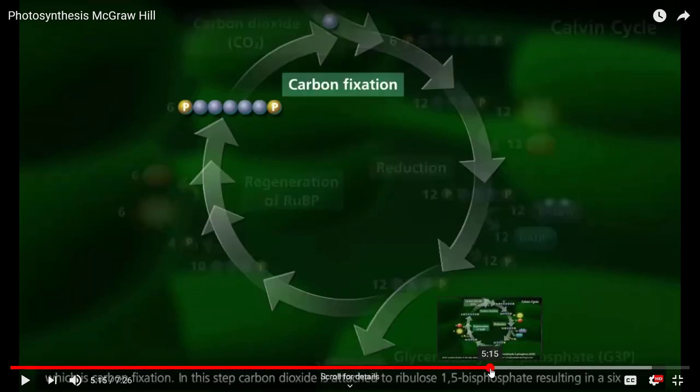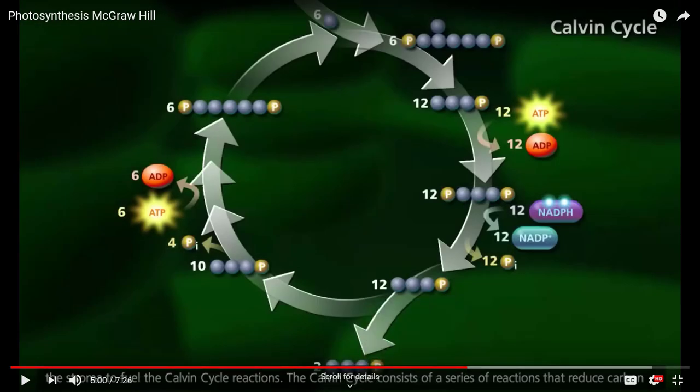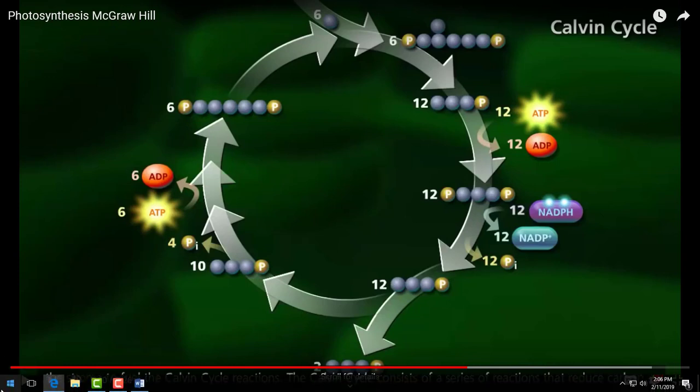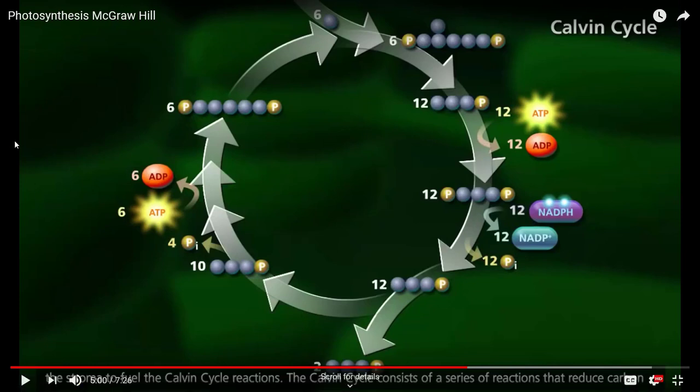We're just going to actually back up and finish number 20. The goal of the Calvin cycle is to reduce what to G3P? Carbon dioxide. And we'll pick up next time talking about the Calvin cycle.